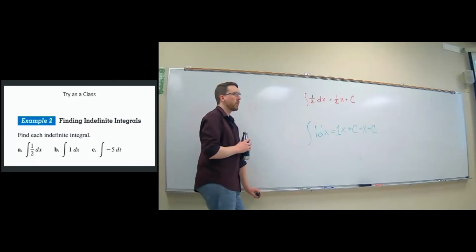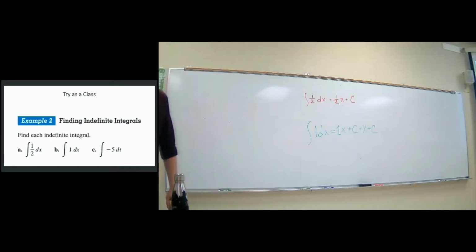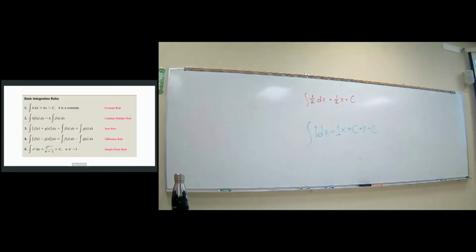So what do you all think? What's C? It's going to be that first rule. The constant rule. And so it would be -5t plus the c. Exactly. So all three examples are examples of this first rule, the constant rule.